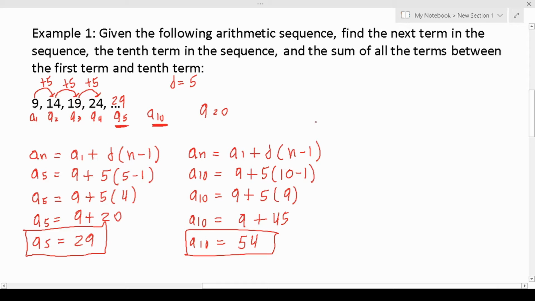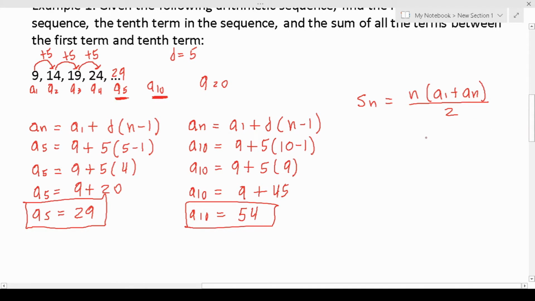All right, so now let's work on finding the sum of all the terms between the first term and the 10th term. Again, that's given by this formula, S sub n equals n times a1 plus a sub n, all over 2. In this case, we're being asked to find the sum of the first 10 terms. So this is going to be S sub 10. And again, n is 10, so we can plug in 10 here.